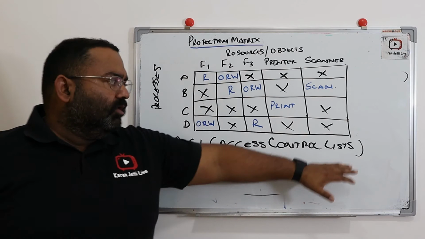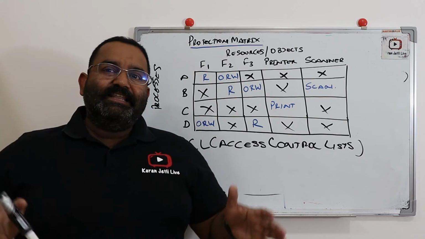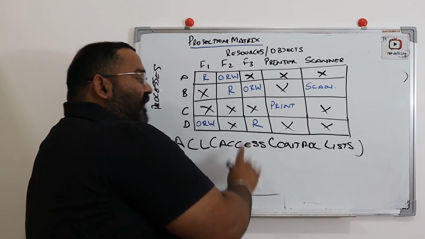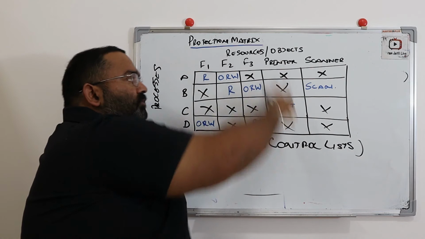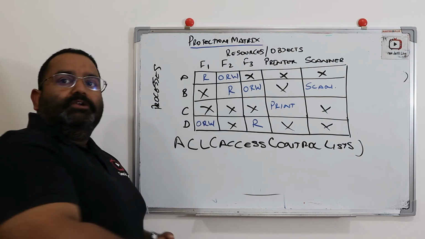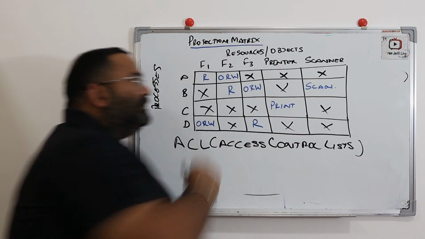So what is an ACL? ACL is the implementation of this matrix in the form of a linked list, column wise. When I make the linked list of this matrix in the form of columns, I take the column and convert it to a linked list. I take this column, I convert it to a linked list, and then I get a list called an ACL.